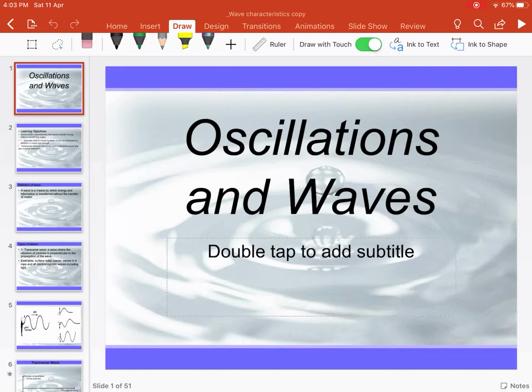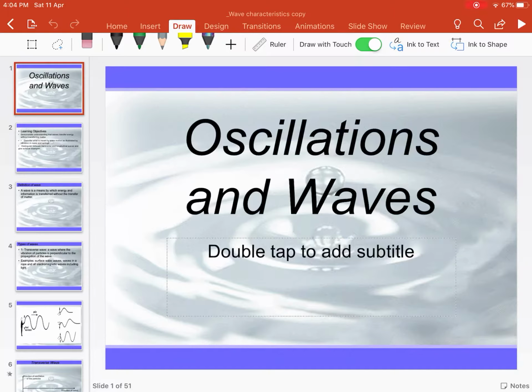It's going to be with me, Miss Nasser, and it is going to be about oscillations and waves for half of the term, and then at the end of the term we'll be talking about radioactivity. Now, this week's task is not big. It's just definitions and getting you into the topic.